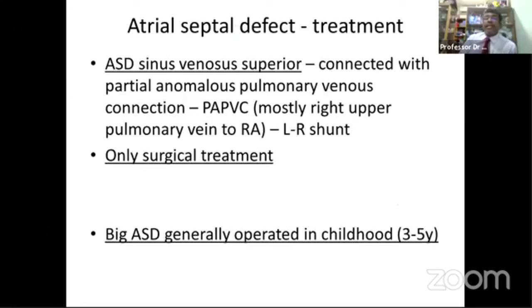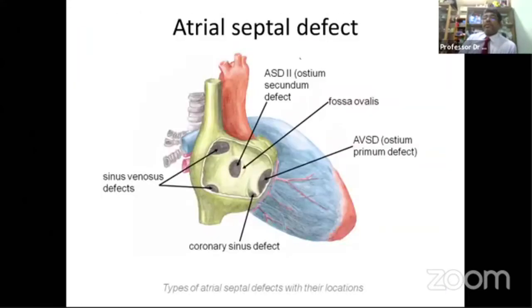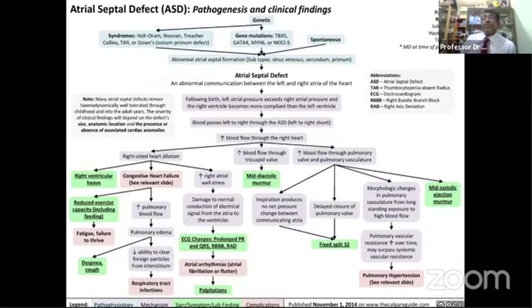So this is the lecture today, I think. This is the end of this lecture on ASD. If we summarize atrial septal defect, what are the things we should know? We should know what the causes of atrial septal defect may be, what the types of atrial septal defect are, how atrial septal defect usually presents, how it is diagnosed and confirmed by investigations, and how ASD is usually treated, and this treatment usually depends on the type of ASD. So I think this is the end of the lecture today.